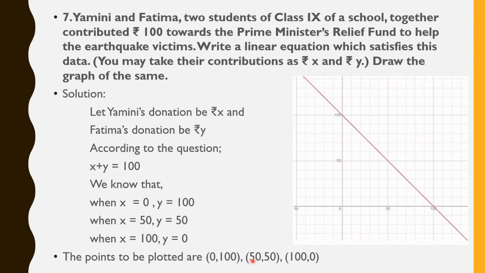So our first coordinate is (0, 100). (0, 100) means x is 0 and y is 100. So this coordinate would be (0, 100). Next is (50, 50), so x as 50 and y as 50. So this would be the (50, 50) coordinate. Next is (100, 0). (100, 0) means x as 100 and y as 0, which will lie on the x-axis. So (100, 0) would lie on this axis only. Now joining these points, I will get a straight line of the linear equation in two variables x plus y equals 100.